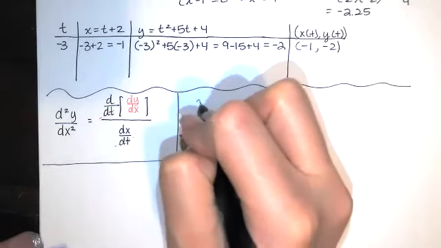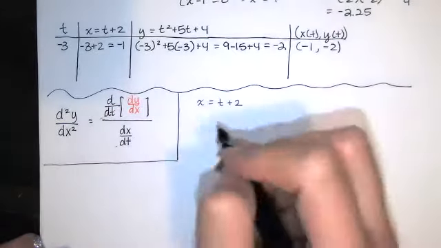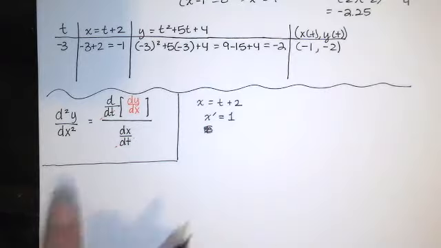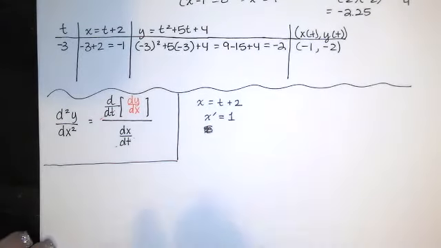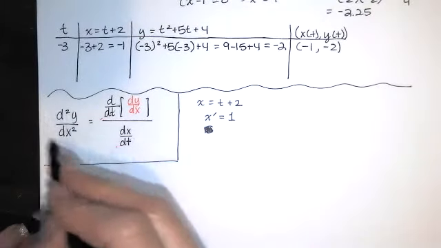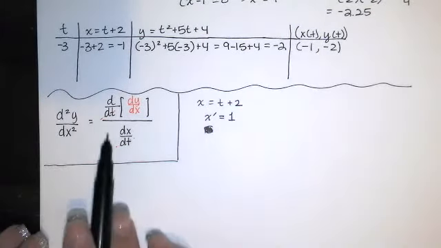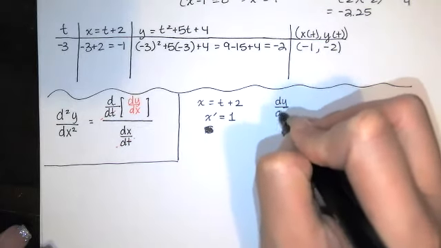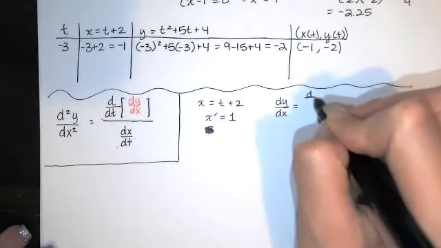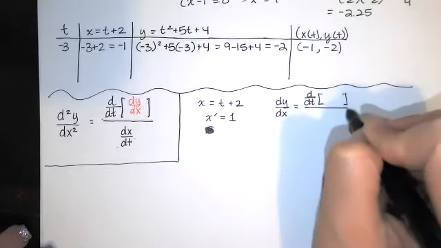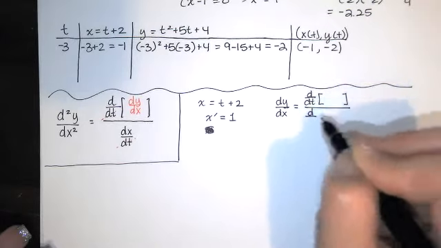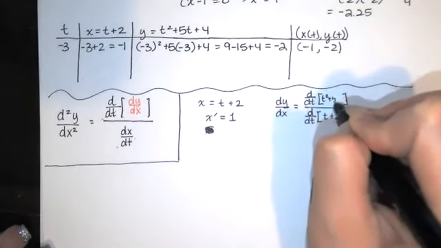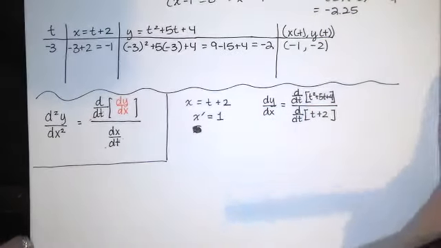But I see a problem right away. X was t plus 2. So x prime is 1. Oh wait, that's actually x prime. X prime is down here. That's fine. For some reason I was thinking I was going to take x double prime. I don't know why I got that in my head, since I was thinking of y double prime. Okay, so there's just going to be a 1 in the denominator. It's totally fine. And dy dx from our previous step was the derivative of y with respect to t over the derivative of x with respect to t.